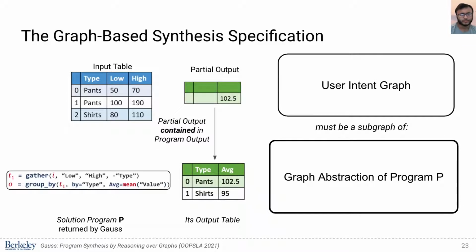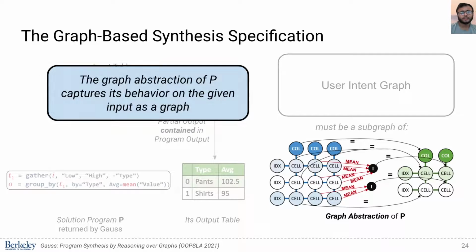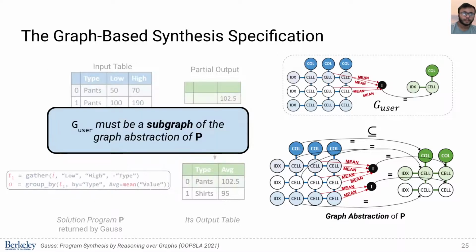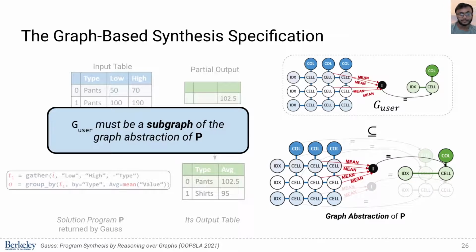What is the graph abstraction of program P? The graph abstraction of P captures its behavior on the given input as a graph. In other words, it relates the input to P to the output of P as a graph, which is shown on the bottom right here. The consistency check is operationalized as a subgraph check between GUser and the graph abstraction of P. As you can see, all the nodes and edges in GUser are indeed contained in the graph abstraction of P.